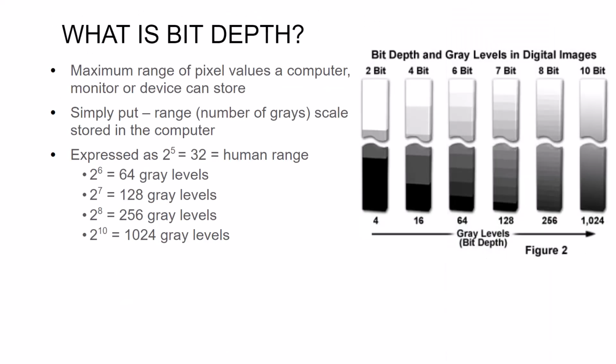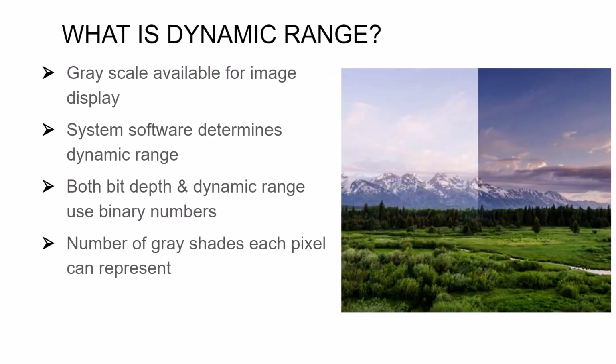Bit depth and dynamic range go hand in hand. Bit depth, again, is the number of grays that can be stored by the computer. The human range we can read is 5-bit, or 2 to the 5th power, which is 32 gray levels. Digital images can be 10-bit, meaning 1024 gray levels that can be stored and assigned to a pixel by the computer. It's not as important as the dynamic range. Dynamic range is what's valuable, and it's often higher than the bit depth. It's the number of gray shades each pixel can represent.